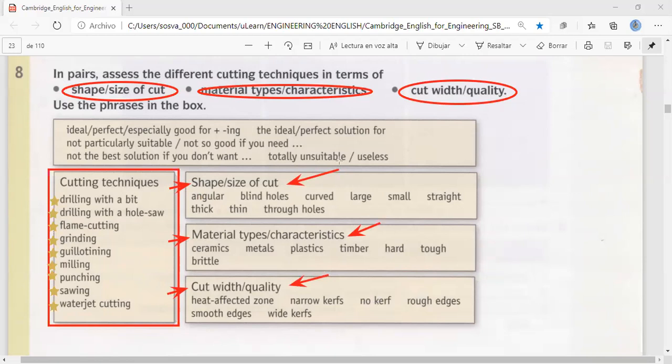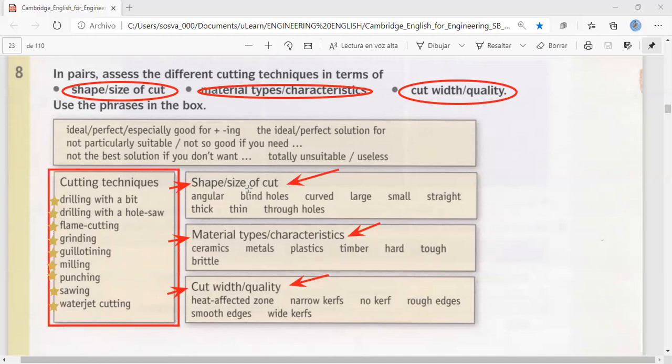Okay. So for example, the first one, it says drilling with a bit. Do you know what a bit is? For cooking. When they tell you drilling with a bit, you know the bit, la broca. Yeah. I know. Perfect.